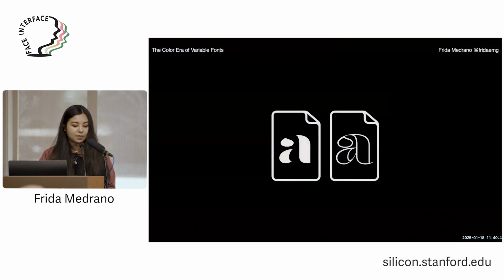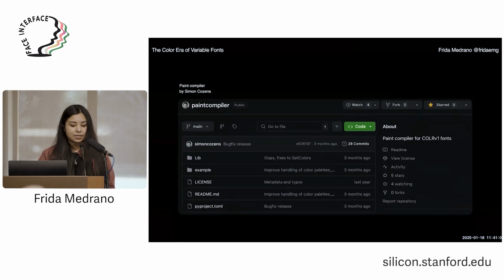First, I separate my design into layers, the outline and the interior. And at this stage, you can manually apply gradients and transparencies to each shape. But for Calneo Glaze, I use this script called Paint Compiler by Simon Cousins that automates that part.